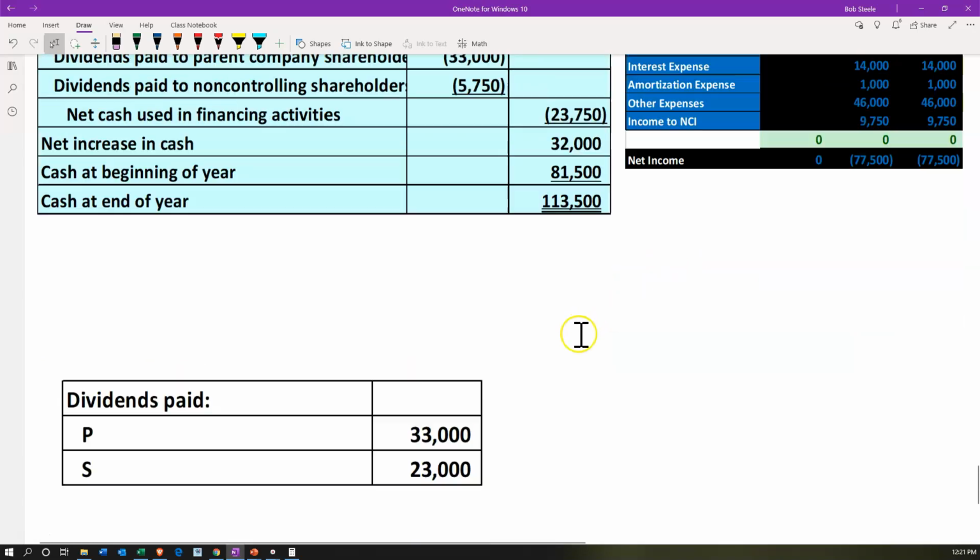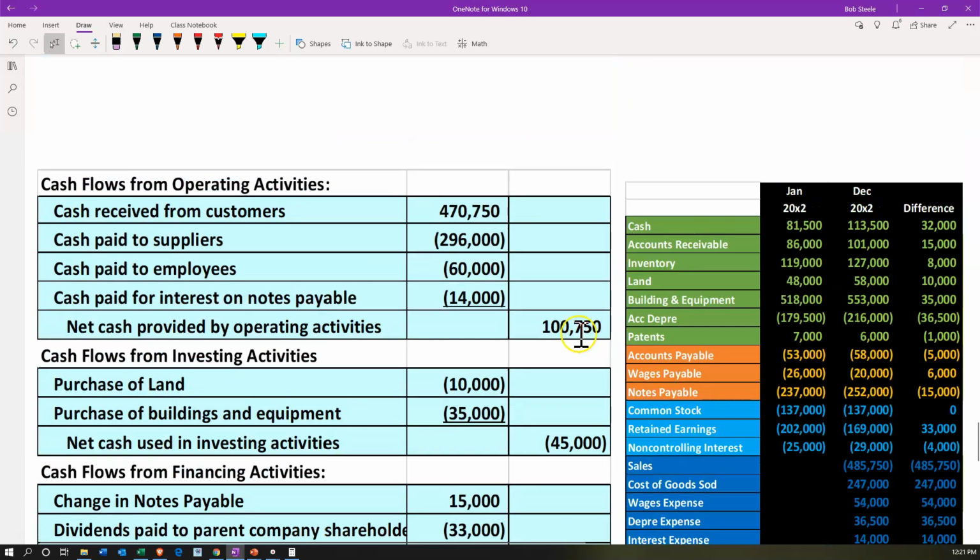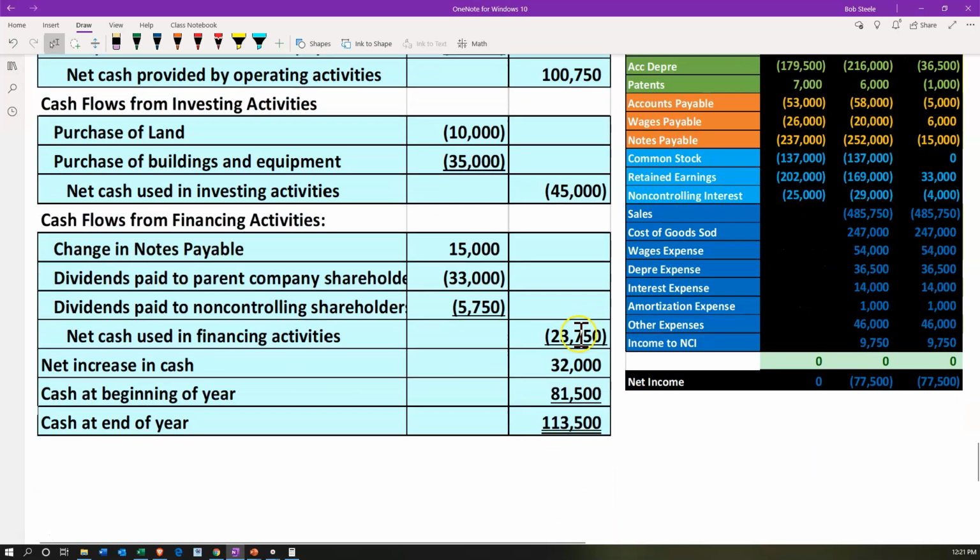So that's going to be our ending numbers. Here's just a quick scroll through. Looks very nice. All right.